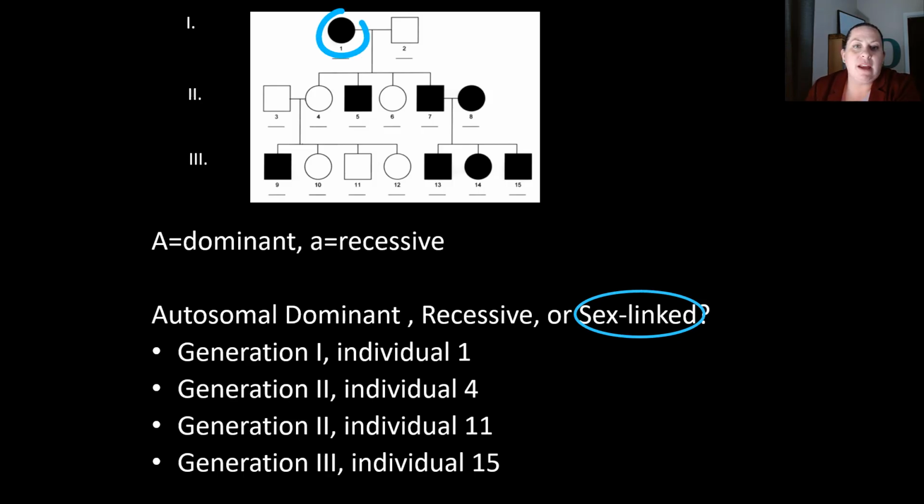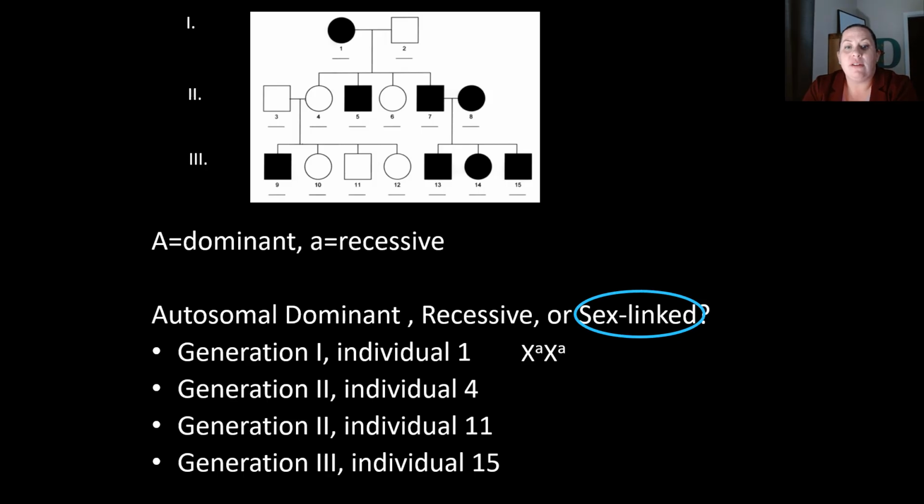But let's look at this. You have generation 1, individual 1. They have the disorder. However, because this is sex-linked, you have to show if they are XX or if they're XY. Since this is a circle, this is a female, so this is XX. Since she has it, this is going to be X little a, X little a. She has the disorder. Okay. Now, if you'll notice, the next generation, all of her sons have it, which makes sense because she gives the X and the dad gives the Y.